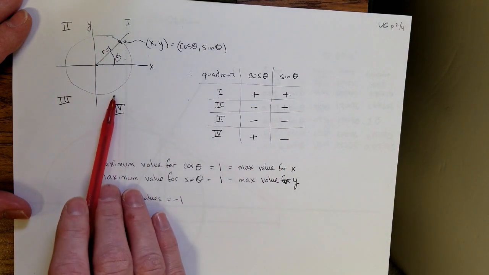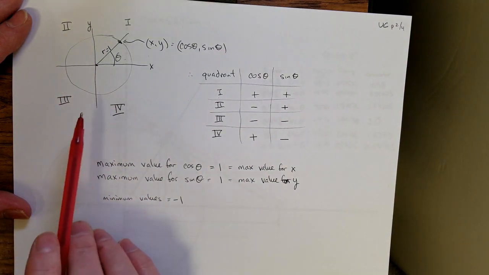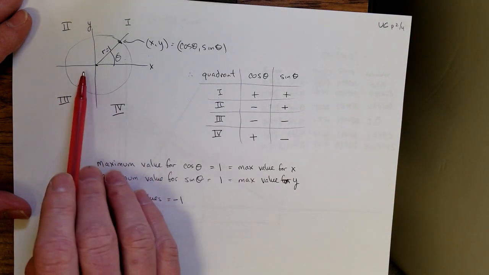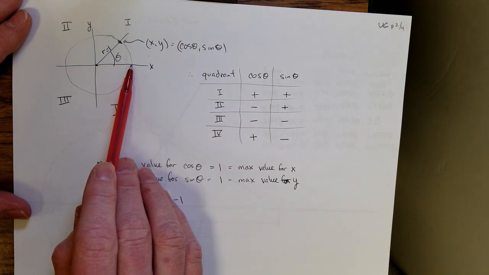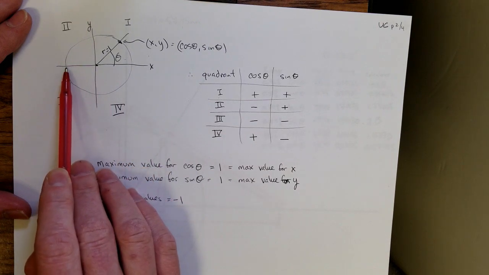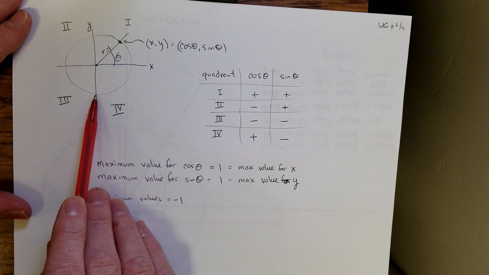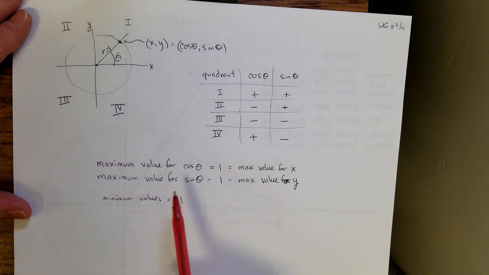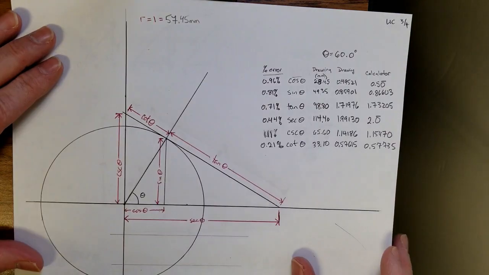Another advantage of thinking about the unit circle in terms of trig functions is the fact that the maximum value of x here is 1, the minimum is negative 1, the maximum of y is 1, the minimum is negative 1, and that is also the same range for cosine and sine.